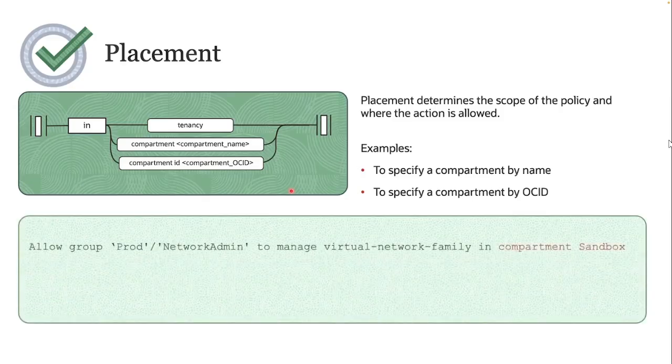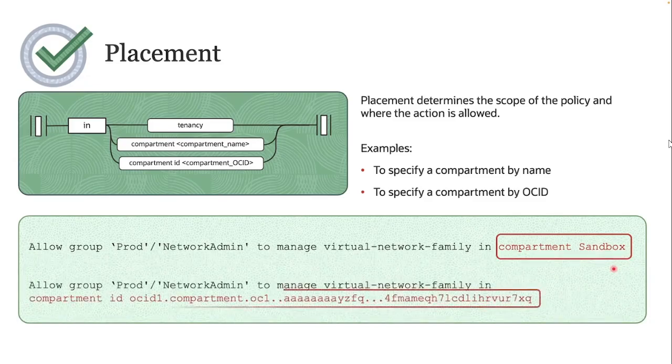Now let's see the example here where we are allowing our subject, that is network admin, to manage virtual network family in compartment sandbox. So we have scoped their permissions to a particular compartment, sandbox. Similarly, you can give the compartment OCID by saying compartment id and the OCID of the compartment. In this way, we can use the placement to scope the assigned permission.